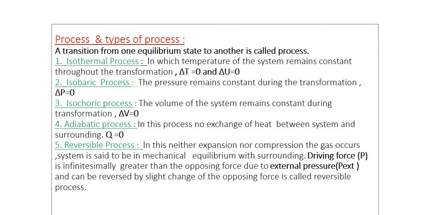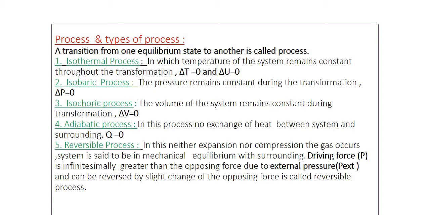Next, process and types of process. These are important. Process means a transition from one equilibrium state to another. First, isothermal process, in which the temperature of the system remains constant, that is delta T is equal to 0 throughout the transformation. So delta U is equal to 0. It is known as isothermal process.